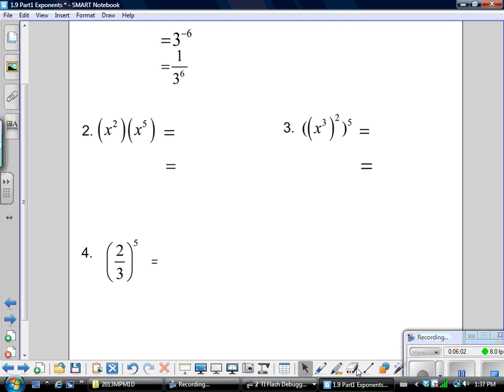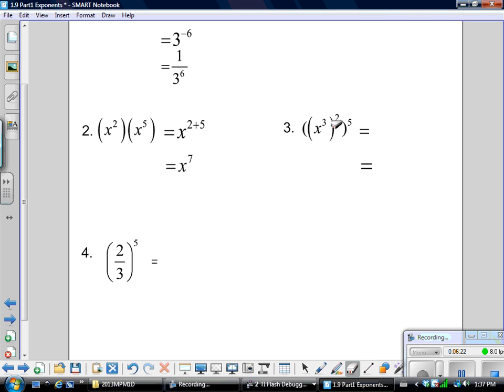So what do I do to the exponents? Well, I am supposed to add them. So that would be the same as x to the power of 2 plus 5. 2 plus 5 is 7. So my answer is x to the 7th. So my answer is simplified: x to the 7th.